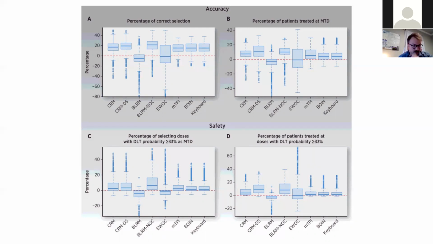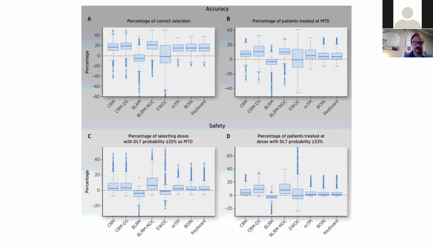So as you notice, the 3+3 is absent because they're comparing all these different designs on the x-axis versus the 3+3. So when we're looking at figures A and B, larger values, positive, are going to indicate better performance than the 3+3. And some things just stick out immediately.